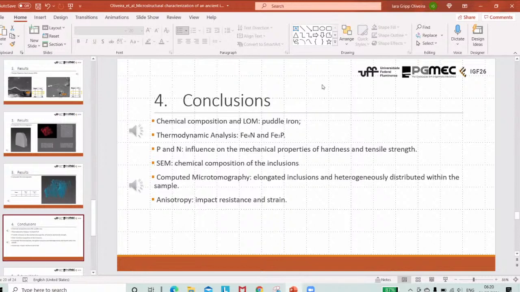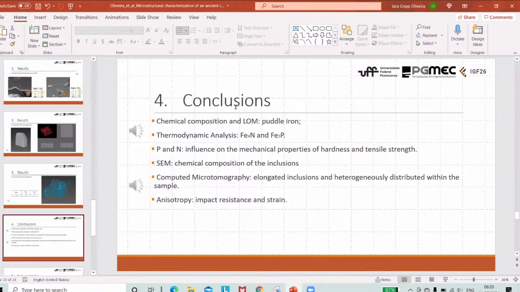Okay, so with the chemical compositions and the images we analyzed with the optical microscope, we could identify this material as a puddled iron. This material has specific characteristics. There is a high amount of inclusions and a high amount of elements like phosphorus, sulfur, and nitrogen. With the thermodynamic analysis, we identified a high amount of precipitates rich in nitrogen and phosphorus, which is in accordance with the previous analysis, and how it can impact the mechanical properties.